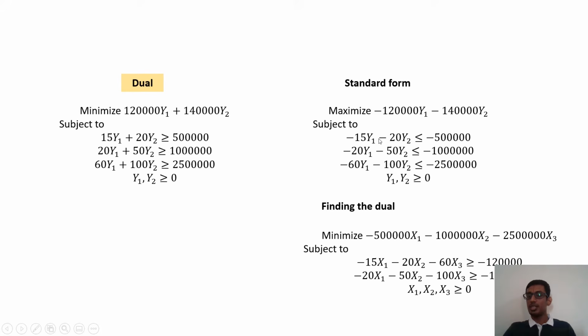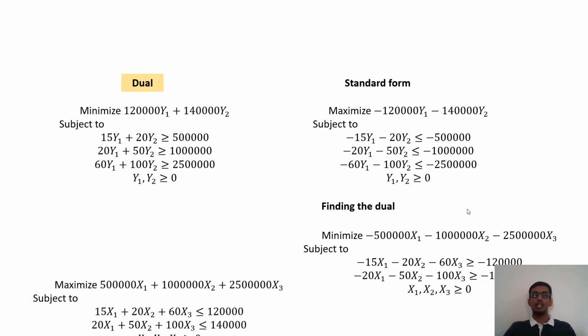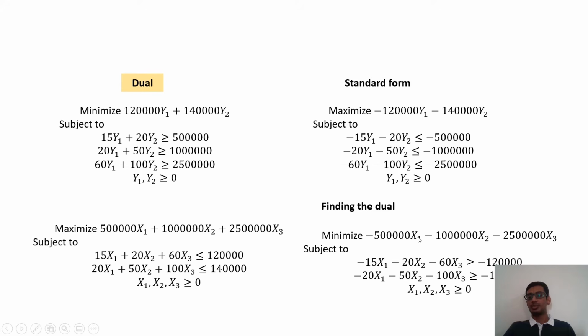So what would be the first constraint? It would be minus 15 into x1, which is the variable corresponding to the first constraint, then minus 20 x2, minus 60 x3 greater than or equal to minus 1,20,000. Similarly, you can construct the constraint for the second variable in the dual. So how does this look like? It has a minimization objective and greater than or equal to constraint. Now what I am trying to do is I am trying to multiply this by a negative sign in order to have positive values here.